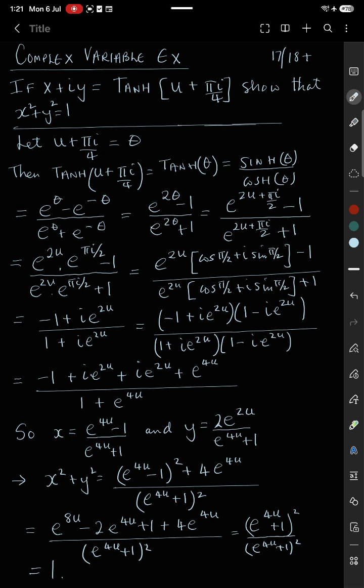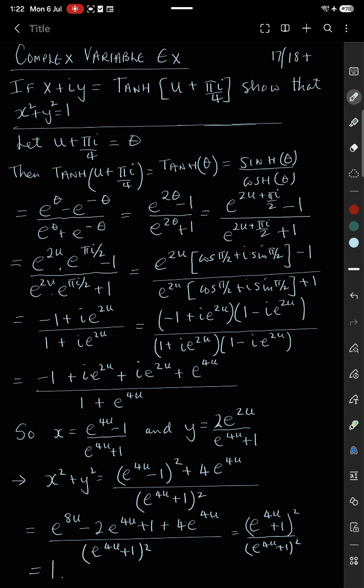And then multiplying top and bottom by the complex conjugate of the denominator. On the top we'll have minus 1 plus i e to the 2u bracket 1 minus i e to the 2u, and on the denominator 1 plus i e to the 2u bracket 1 minus i e to the 2u. And when you multiply out the top, that quite easily comes to minus 1 plus i e to the 2u plus i e to the 2u again, plus e to the 4u, and the denominator will be 1 plus e to the 4u. So x is the real part of that, and y the imaginary part.